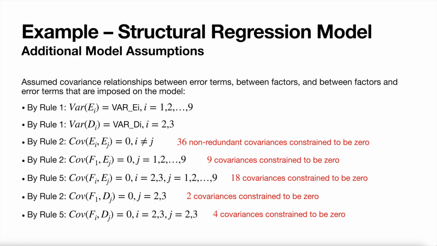And finally, by Rule 5, which again says that the variances of dependent variables, the covariances between dependent variables, and the covariances between dependent variables and independent variables are never model parameters. And so because F2 and F3 are both dependent variables in the model, the covariance of each one of these with each of the 2 error terms D2 and D3 are all equal to 0. And so there are 4 covariances that are constrained to be 0 based on this line. And so note that there are 69 non-redundant covariances constrained to be 0.